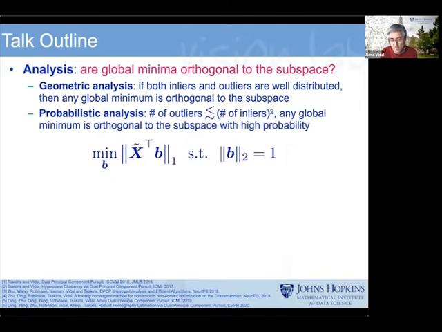So that's going to be the second part. I'll also present a probabilistic analysis that effectively just depends on dimensions and percentage of outliers. I'll be able to show that this optimization problem has the property that if the number of outliers is quite large, meaning on the order of the square of the number of inliers, then any global minimum is orthogonal to the subspace with very high probability. High probability typically here means something like 1 minus something small, and that something small is going to be on the order of 1 over n, where n is the number of data points.